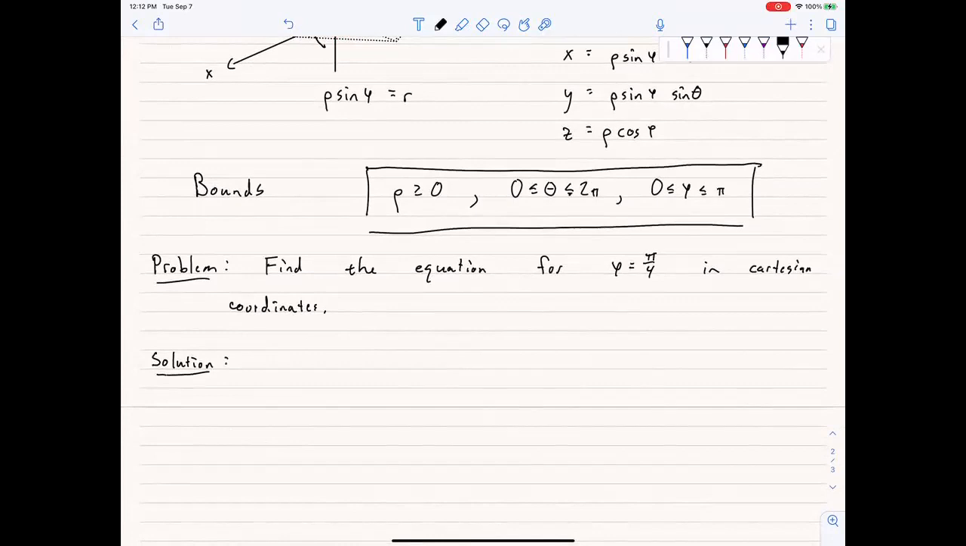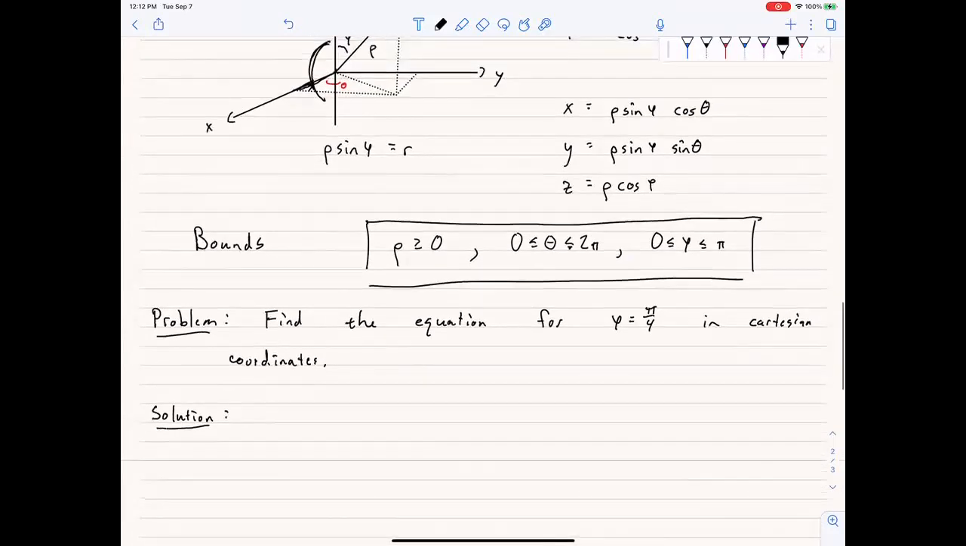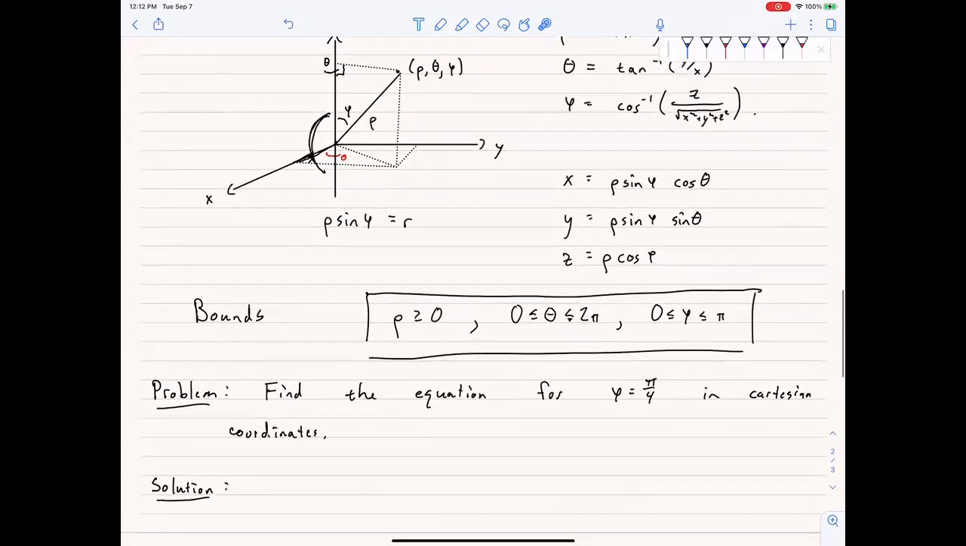So we want to put this into Cartesian coordinates, right? What I do is think: what is that? It's saying that phi is pi over 4, which is 45 degrees. So it's all points such that this angle is 45 degrees. Then I try to understand what that looks like. If you don't want to do that, you don't have to, but you do have to be careful.